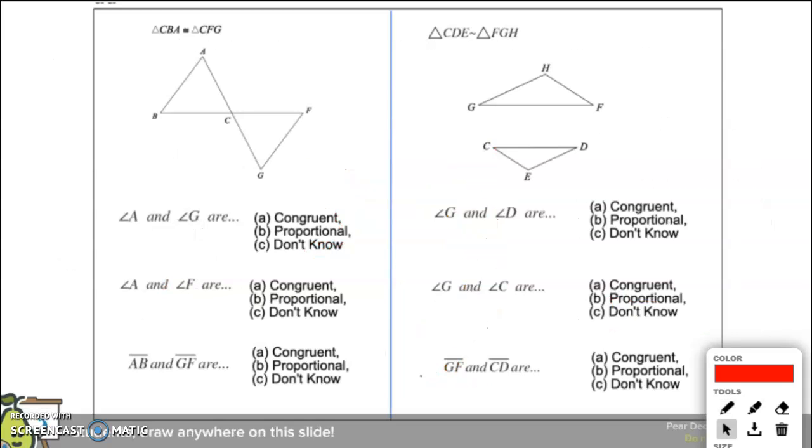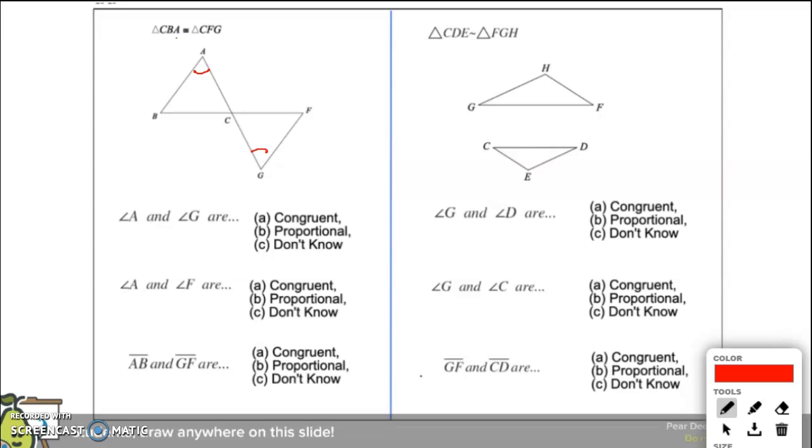Okay, so different type of questions. We are told that triangle CBA is congruent to triangle CFG. This is a congruent symbol just in case you can't see. Whereas triangle CDE is similar, that's a similar notation, to triangle FGH. So what do we know about angle A and angle G? What is their relationship?